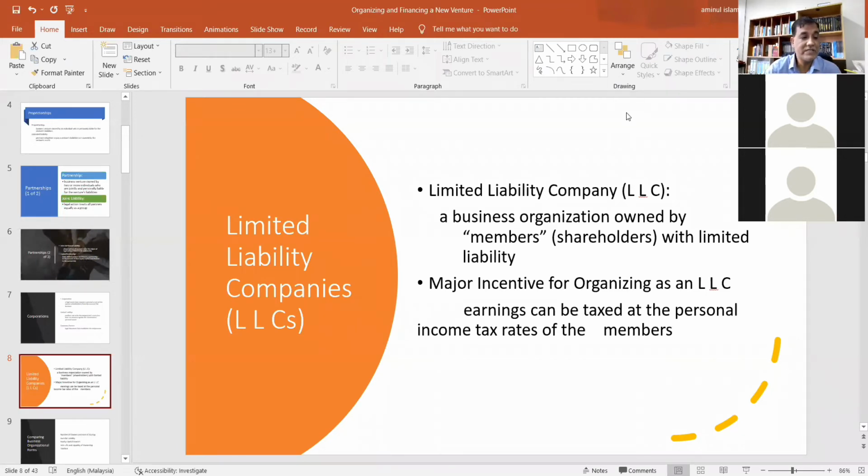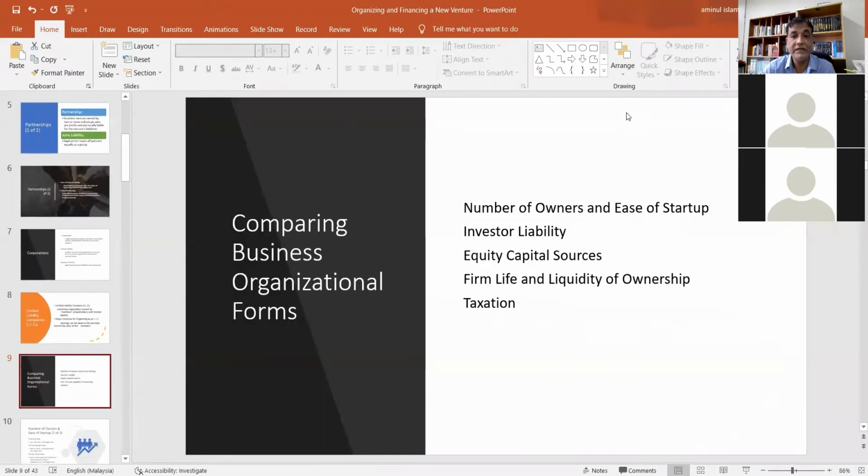Okay, so these are the few entities that we have basically, right? Starting with sole proprietorship, then we have partnership, and then we have corporations, right? And in corporations, you have a few types. You may have limited liability corporation, right? And then you may have a few more other forms of it, which we should be looking at later, right?